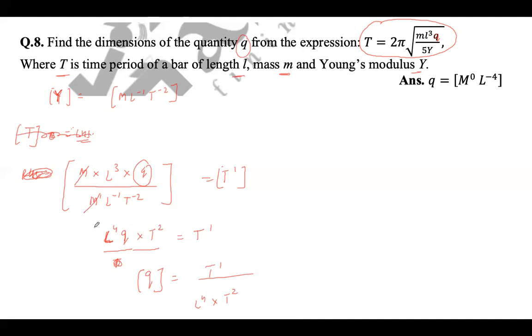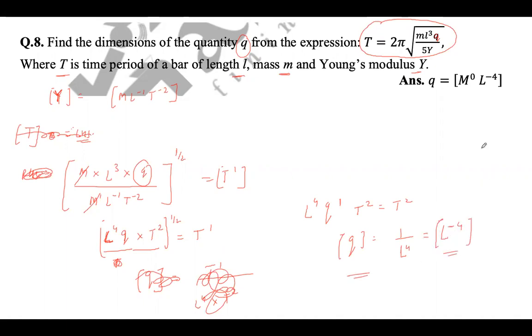Okay, L4 T square, but this was raised to the power 1/2 also, so we forgot this. If you square on both sides, you will have L4 Q raised to the power 1 T square is equal to T square. T square cancels, and the dimension of Q is equal to 1 by L raised to the power 4, so L raised to the power minus 4. So the dimension of Q is L raised to the power minus 4. This is what is written here, M0 L minus 4. Is it clear, children?